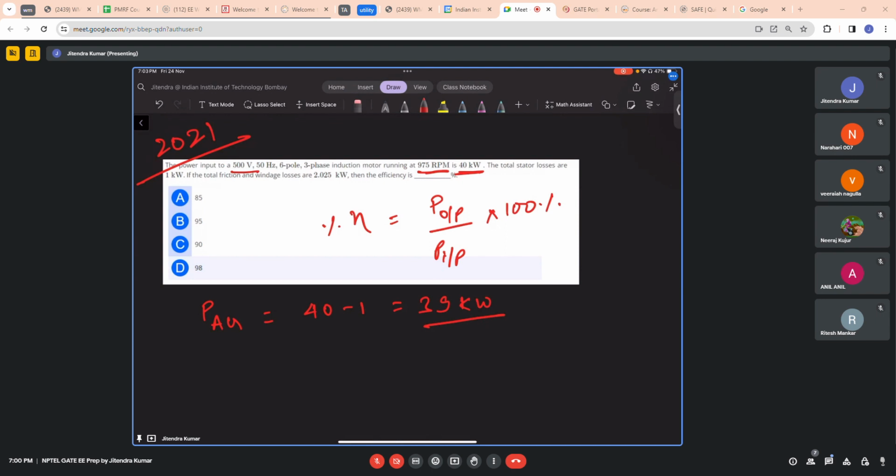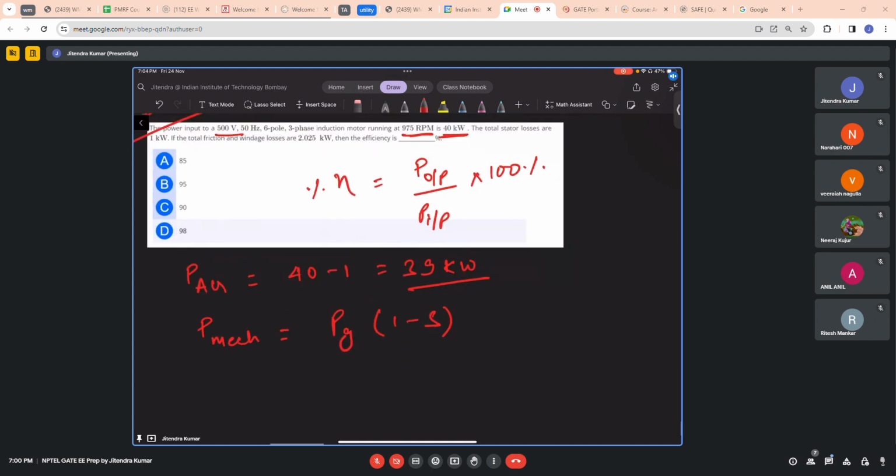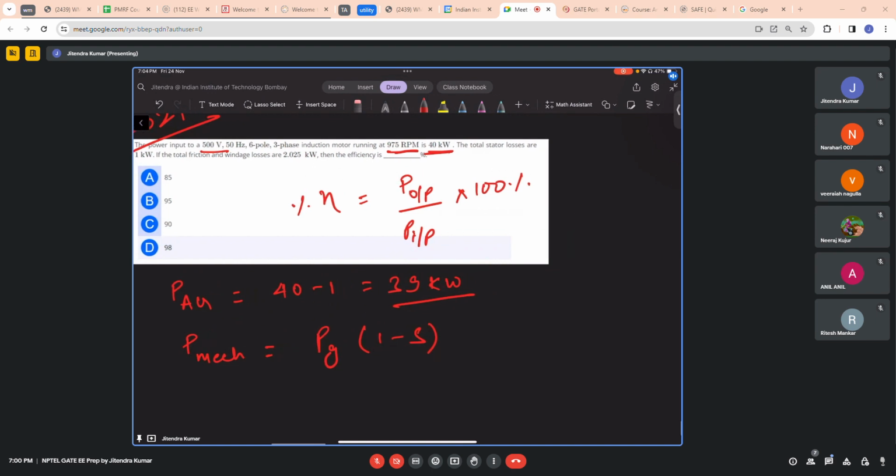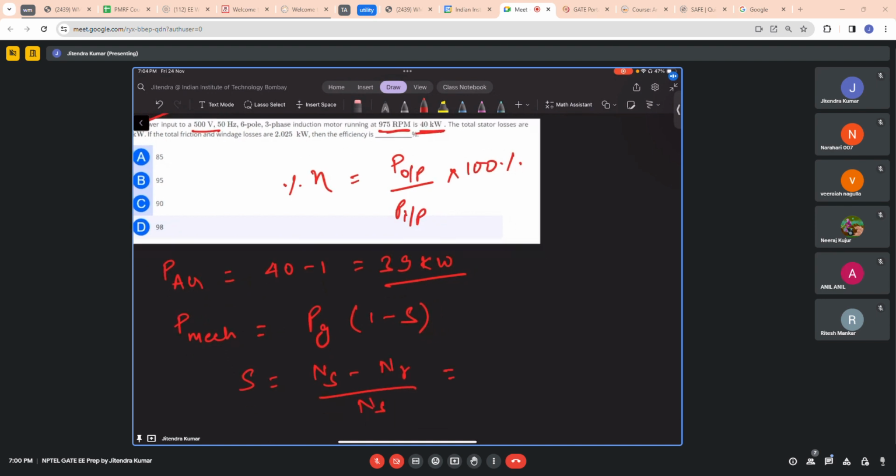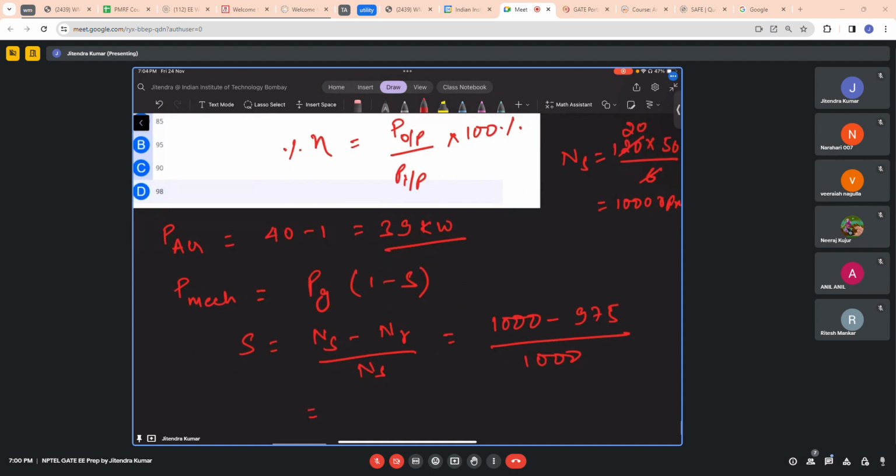Now, output power, sorry, mechanical power is what? Pg into (1 minus s), but s is not given, right? But you can calculate it, isn't it? s will be (Ns minus Nr) by Ns. So Ns will be 1000 RPM for this particular configuration. 120 f by P, you can apply. Ns is equal to 120 into 50 by 6, so 1000 RPM. (1000 minus 975) divided by 1000. We will get this value of slip equal to 0.025.